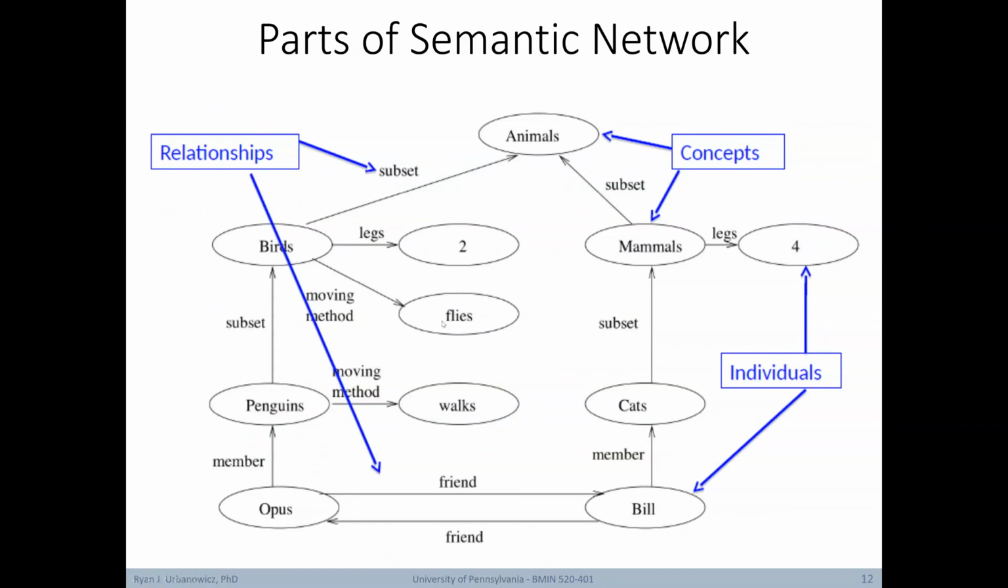Here's another example of a semantic network. We've already talked about nodes and edges, where edges describe relationships between nodes. As mentioned, nodes can represent concepts or individuals. For example, by concept, we have the concept of animal, which is basically a general category. Same thing with mammals. Individuals represent specific entities or unique values. For example, mammals has the relationship legs with the number 4, which is considered to be an individual. Or we have a specific animal, in this case, Bill, who is a member of the concept cats.